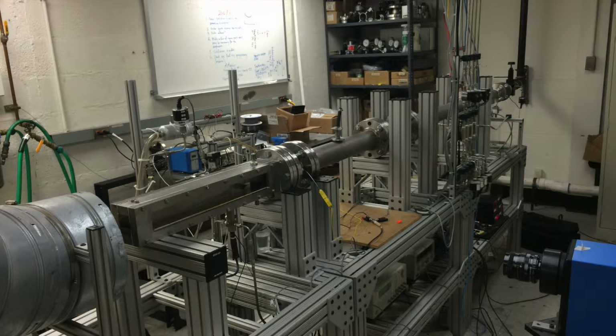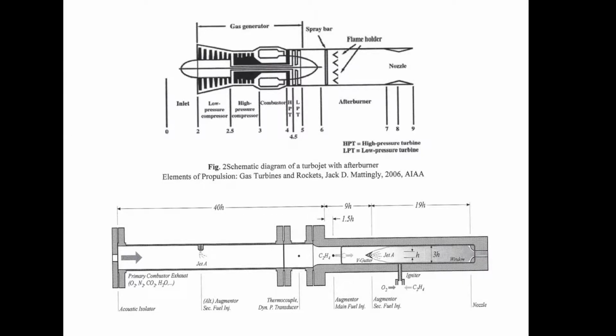Okay, so the schematic basically goes like this. The air enters through an inlet. That's where the air comes in at a certain velocity that you adjust before the experiment. It enters a low pressure compressor, and then it goes into a high pressure compressor. Then it enters the combustor, and then it enters two turbines. The first is the high pressure turbine, and then the low pressure turbine.